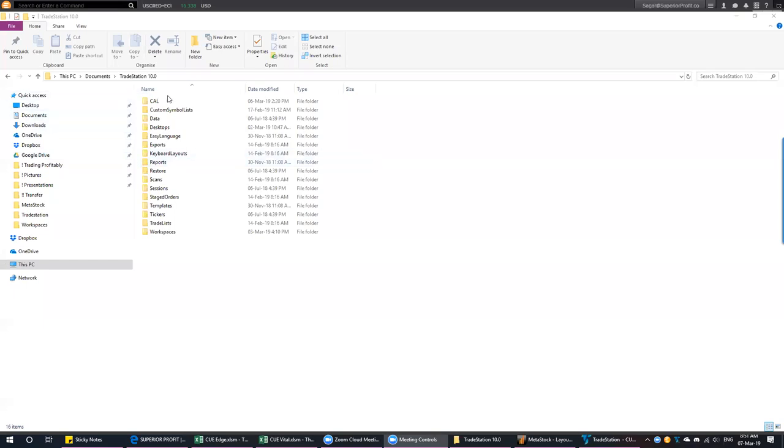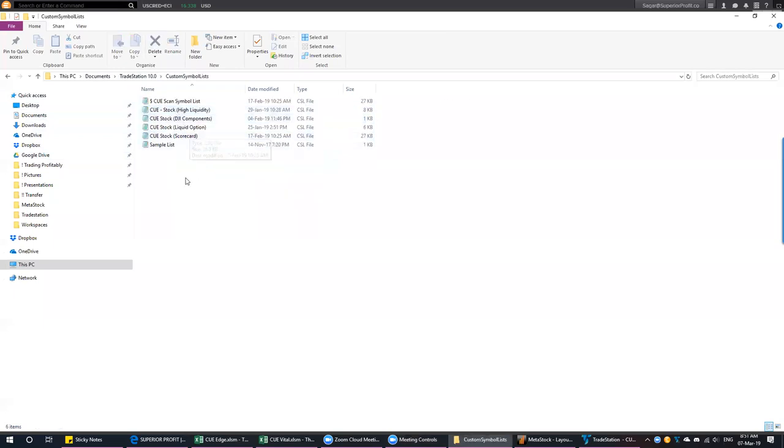For TradeStation, there is a folder under the documents folder. This technique will work on TradeStation 10. TradeStation 9.5 used to be different, if I remember correctly. In TradeStation 10, it is much easier to handle different aspects of the TradeStation system. So under TradeStation 10, under the documents folder on your computer, you have a custom symbol lists folder. If you double click, you see all the custom symbol lists.